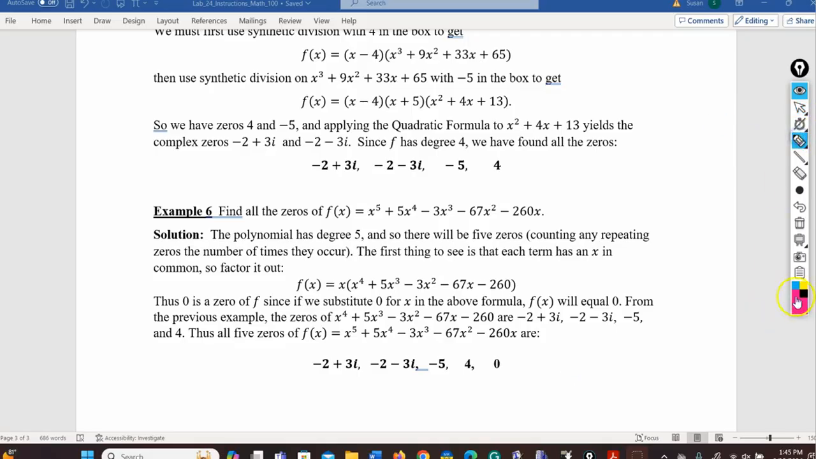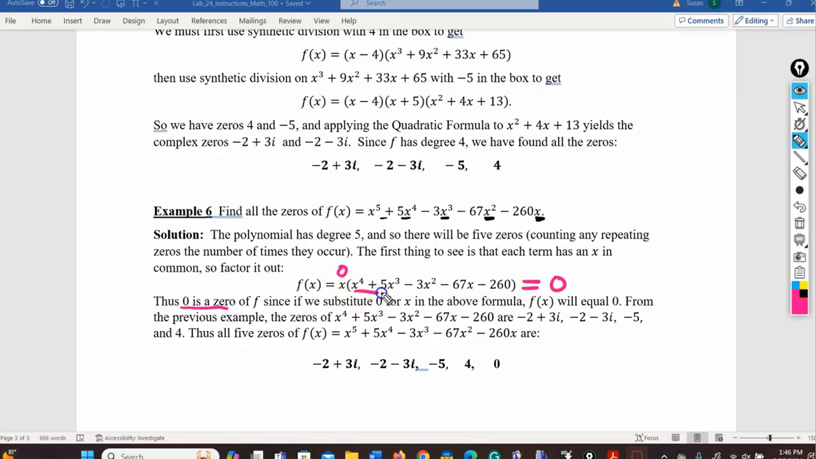Okay, well, again, this has degree 5, so there are going to be 5 zeros. Now, before you do anything else, look and see if they have anything in common, and they do. They all have an x term in common. They have at most an x in common. You can factor it out. So I can find a 0. What will make this 0 if x itself is 0? So 0 is a 0.